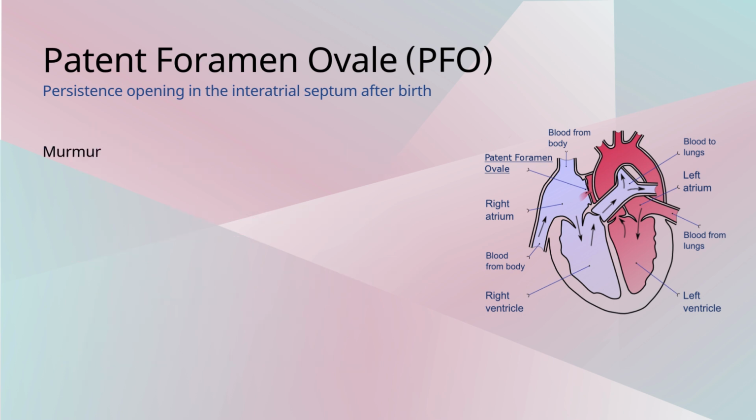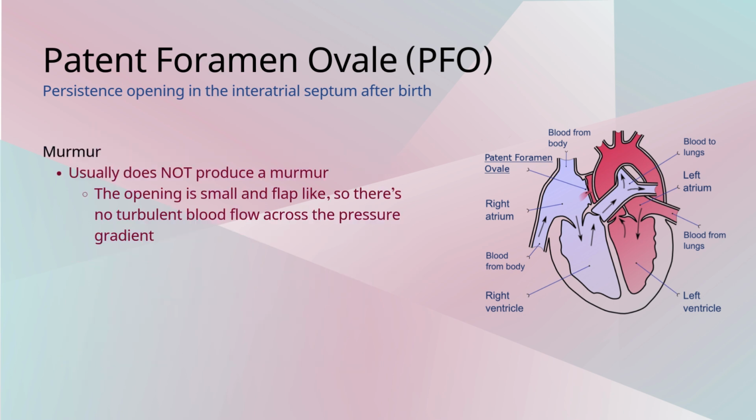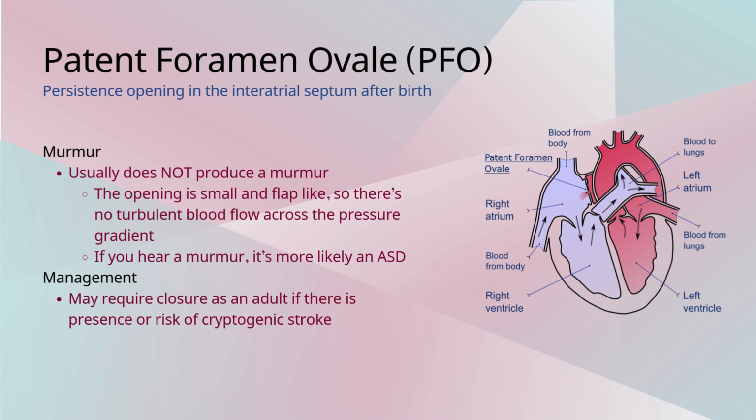Now, as far as a murmur, the interesting thing here is there usually isn't one. And if you think about it, that makes sense because the sound of a murmur comes from turbulent blood flow, right? So since this is more of a flap that closes or collapses under pressure, left atrial pressure, there's no turbulent blood flow across a pressure gradient. In fact, if you hear a murmur in this area, you should think ASD over PFO. And as mentioned before, these usually close in infancy or childhood, but if they persist into adulthood and there's a risk or presence of cryptogenic stroke, they may require intervention.